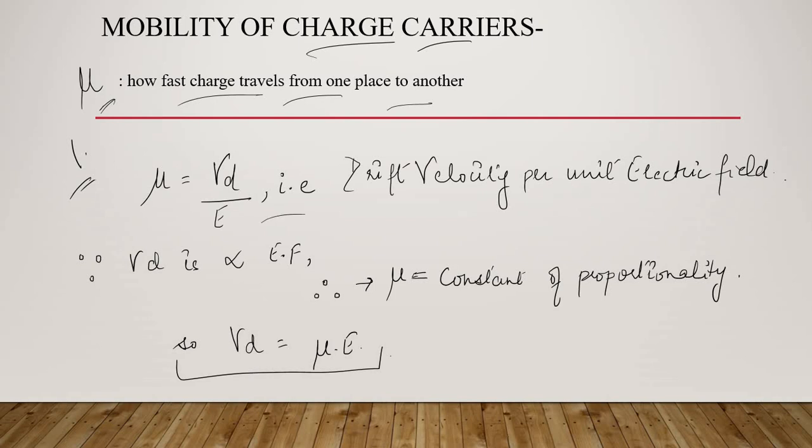Mu can be calculated in two different ways. First is a very general, most common formula: Vd upon E, that is drift velocity per unit electric field. Why do we use this formula? Because drift velocity, we know, is proportional to electric field, hence mu here is the constant of proportionality, that is also Vd equals mu into E. So mobility of charge carriers is drift velocity by electric field, Vd upon E.